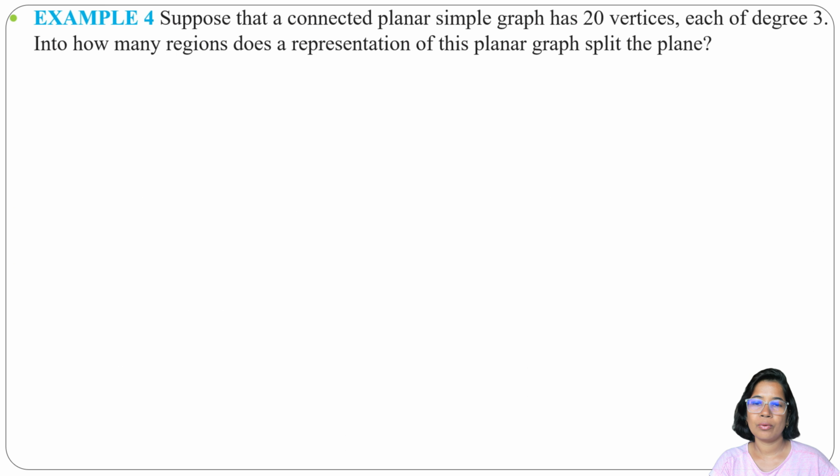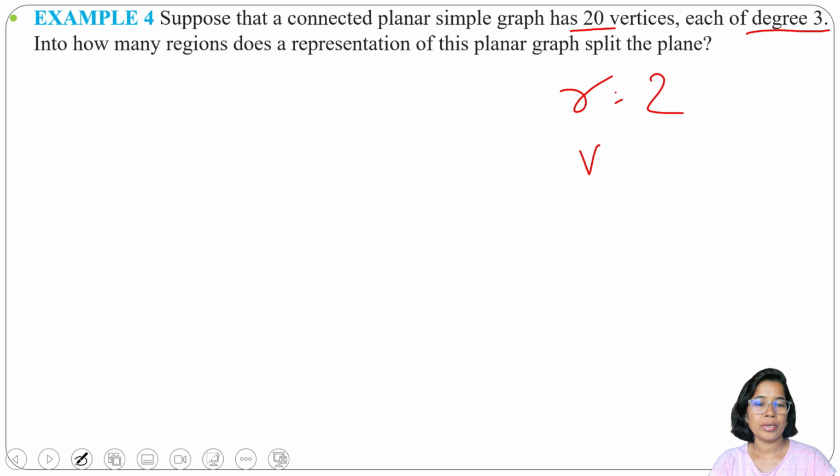Now example 4: suppose that a connected planar graph has 20 vertices and each is of degree 3. Into how many regions does the representation of this planar graph split the plane? So it is asking what is R. The number of vertices equals 20, and each vertex's degree is 3. First we need to find the number of edges.